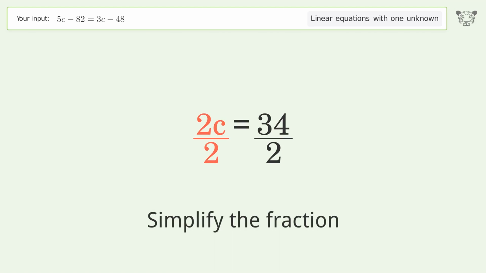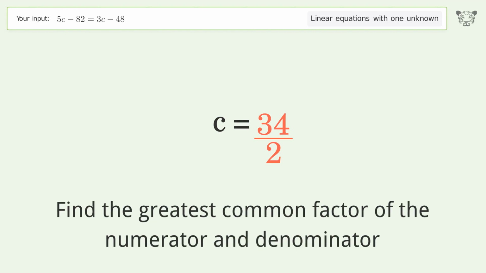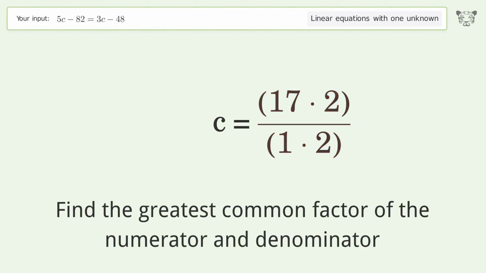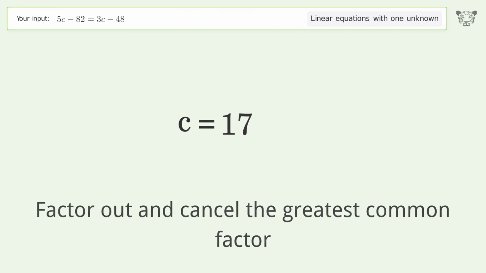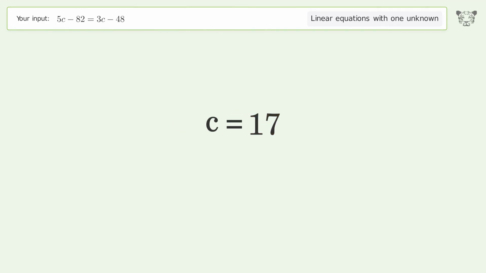Simplify the fraction. Find the greatest common factor of the numerator and denominator. Factor out and cancel the greatest common factor. And so the final result is c equals 17.